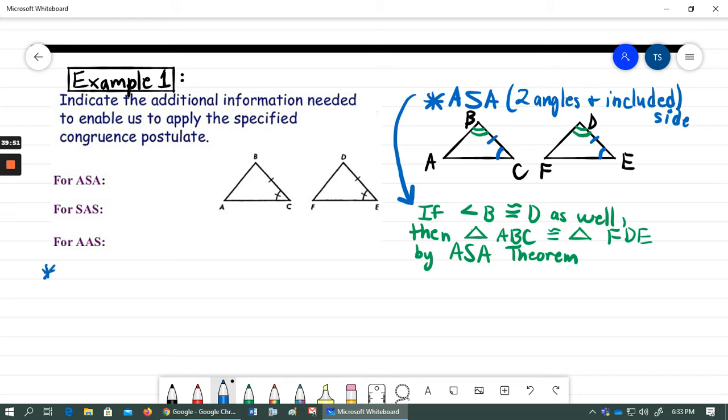The other two parts, if you wanted to show that the original two triangles that they gave you right there were congruent by the side angle side, then of course, guys, you would need to have two sides and an included angle, right? Okay, this should make sense. Two sides and an included angle, right? If you wanted to use the side angle side congruence theorem.